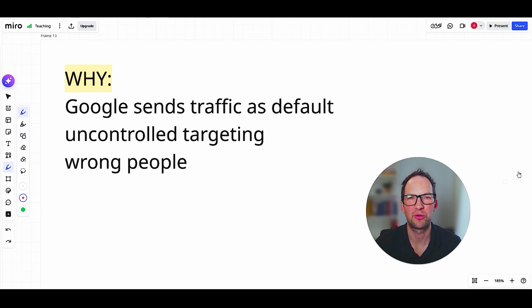Before we get into how to fix your account, let's have a look at what's actually happening to start with, why you're getting these poor quality leads. Out of the box, by default, Google is going to just send you traffic, and it's up to you as the account manager, if you're running Google Ads, to control what sort of traffic Google is actually sending you. Without doing this, you're going to be getting the wrong sort of people inquiring and clicking on your ads.